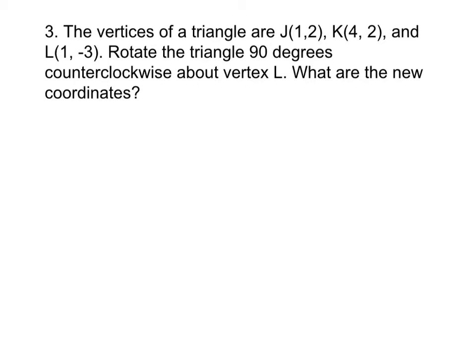Our last example is number 3. The vertices of a triangle are as follows. J is (1, 2), K is (4, 2), and L is (1, -3). You need to rotate the triangle 90 degrees counterclockwise about vertex L. So this is a little tricky. So we're going to first draw our graph.